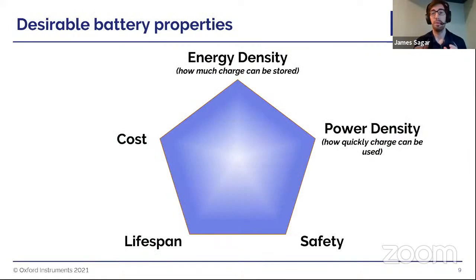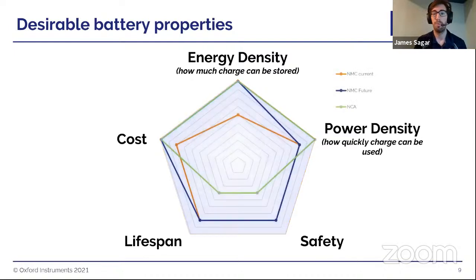Now, when we're thinking about batteries and optimizing their performance, usually people tend to talk about 5 potentially competing factors. So energy density, how much energy can be stored in that battery, the power density, how quickly can we use that, safety of the battery, the lifespan, and the cost. And when you put a few common chemistries, so nickel, manganese, cobalt oxide, or nickel, cobalt, aluminium oxide type chemistries, then you can see the difference in those performance characteristics.